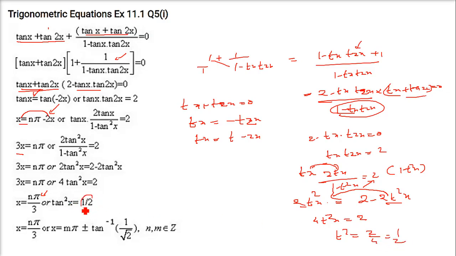And we know that we can write this as tan inverse 1 by root 2. This we can write in this place. So this x will be equal to m pi plus minus tan inverse 1 by root 2.